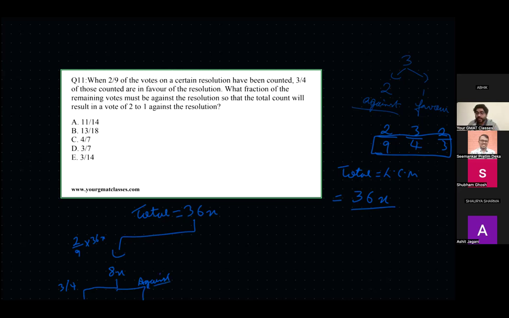And in total, how many against do I need? I need 2/3 against. So 2/3 into 36x. I need 24x against.